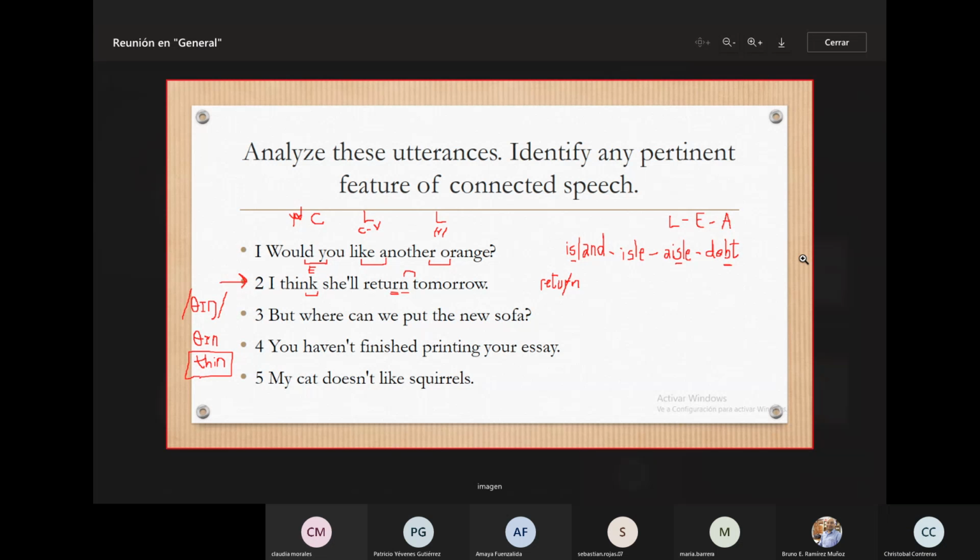So let's see if one of you guys can read it aloud. Would you like to do it, Cristobal? Okay, so the third one is: but where can we put the new sofa? But where can we put the new sofa? In my case, I found maybe "but" the sound is not really produced. Yeah, right. It sounds different, or is it elided? What do you think?